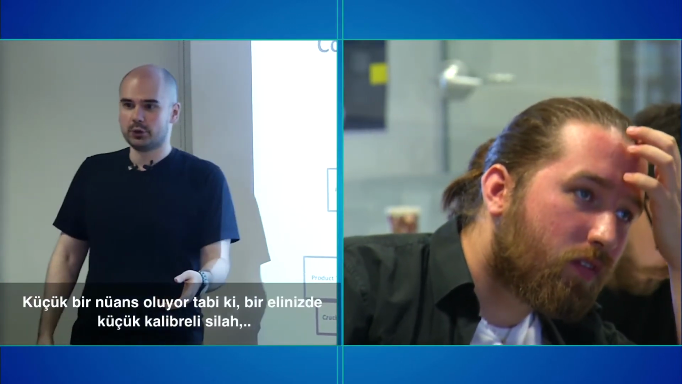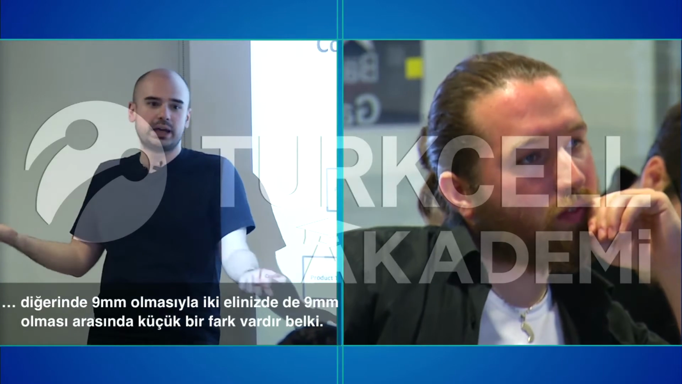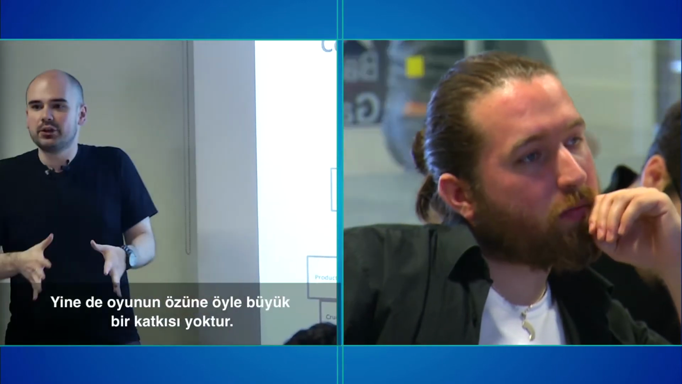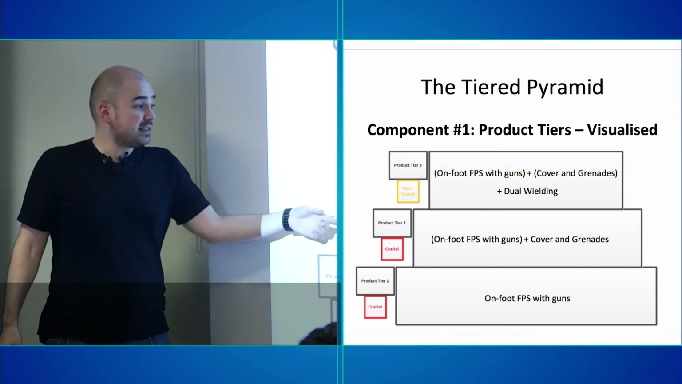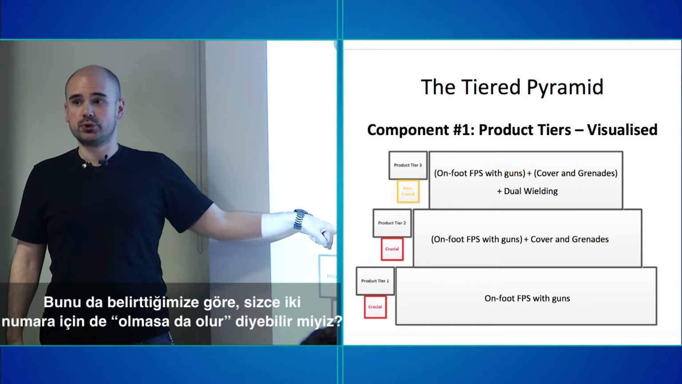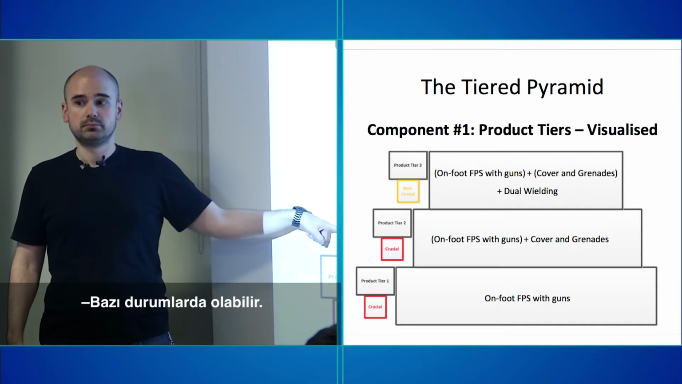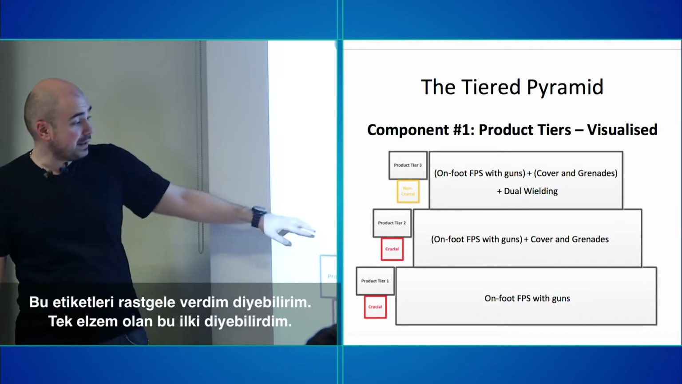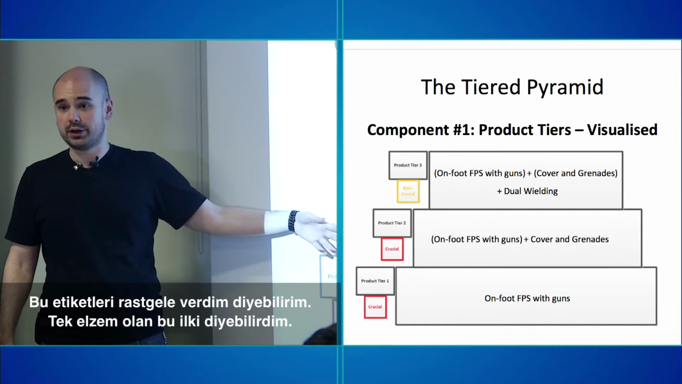You can have, you know, the small sawed-off shotgun here and the 9mm in this hand, and maybe that's different from having two 9mm. Sure, but still, it doesn't fundamentally add to the game that much. That said, could you not say that this one is also non-crucial? In some case. Yeah. Well, the thing is, these tags for me are a little bit arbitrary.